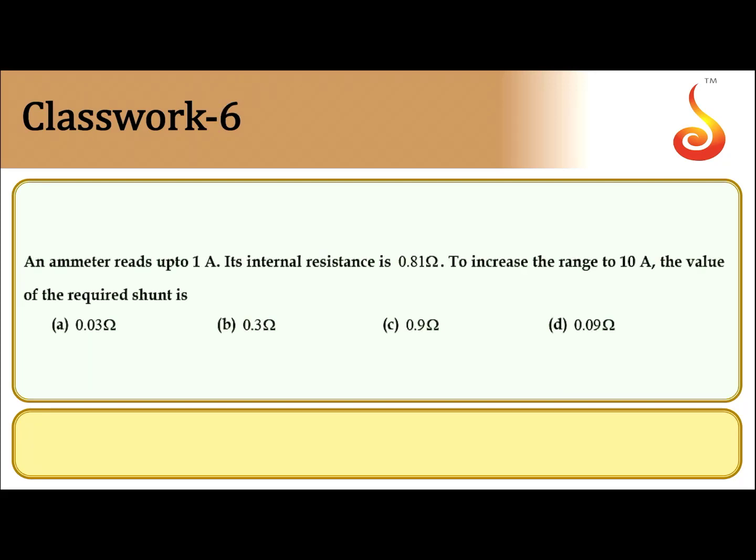Next one. An ammeter reads up to 1 ampere. Its internal resistance is 0.81 ohm. To increase the range to 10 amps, the value of the required shunt is. So it is an ammeter which can read up to 1 ampere. Its internal resistance is 0.81 ohm, and to increase the range up to 10 amp, the value of the required shunt is.